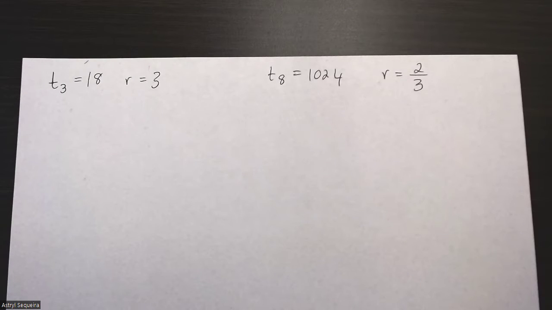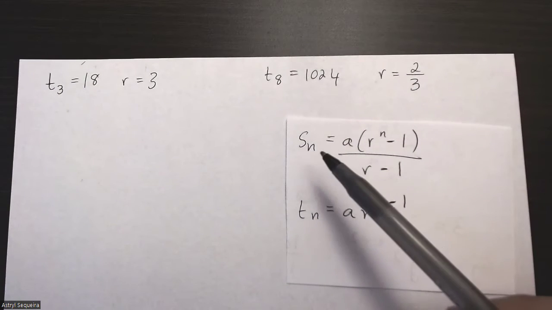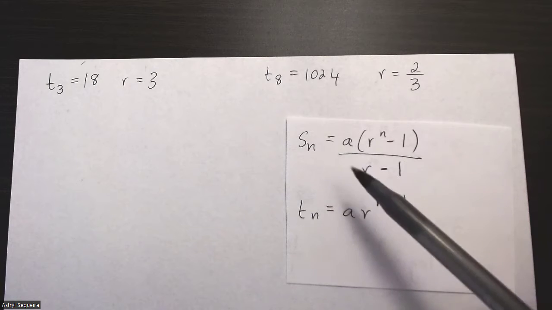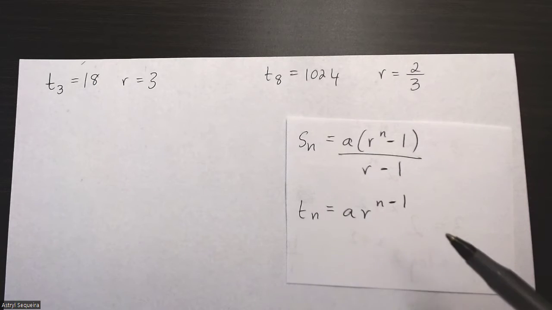All right, in this video, we are going to find the sum of the first 7 terms of these geometric sequences given over here. There's a couple of different questions. Let's take a look at the first question over here. And I have the formulas. So this is the formula for the sum of a geometric sequence, and this is just the general term for a geometric series. Going to be using these two formulas over here in these questions.